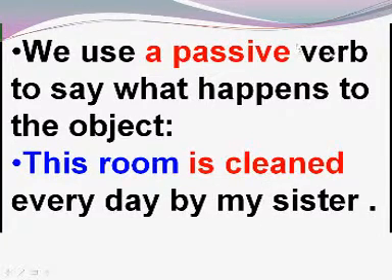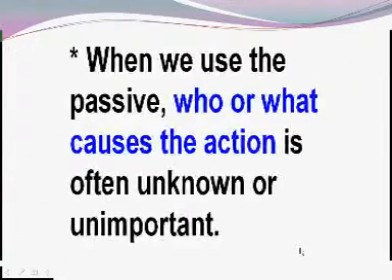But we use a passive verb to say what happens to the object. So here I'm more interested in what happens to the object. I don't care about the subject. So I say this room is cleaned every day by my sister. What I care about here is what happens to the room. The room is cleaned.